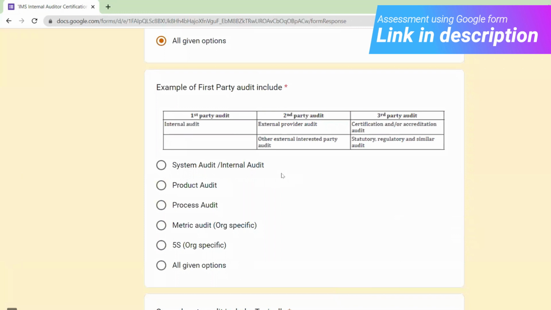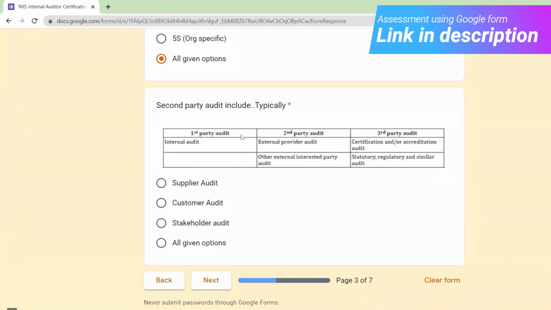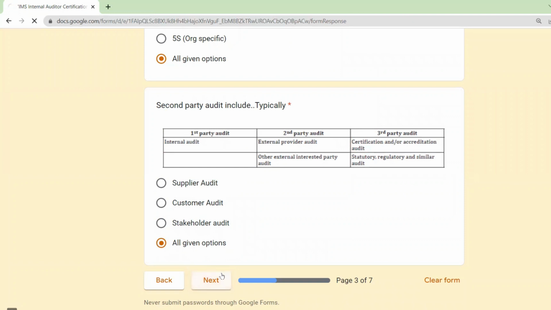First party, second party, and third party, these are all examples, like system audit, product audit, process audit, metric, 5S, and all given. Second party, in this particular example, is an external provider or external interested parties. So you can say customer audit, or supplier audit, or stakeholder audit. So we are going to select all given options.